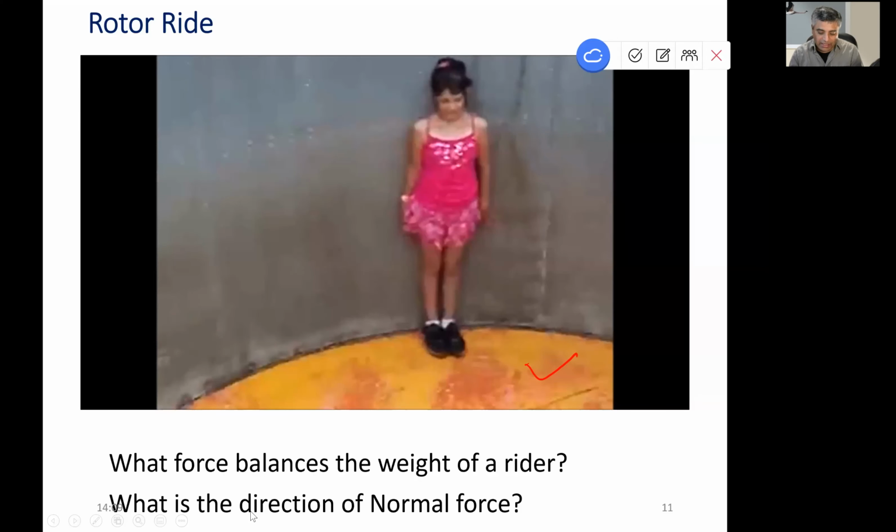And while doing that, now also pay attention. So this kid is moving in a circle. So there must be a force acting towards the center of the circle. So what is that force?